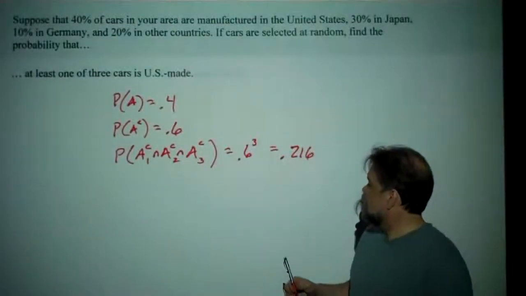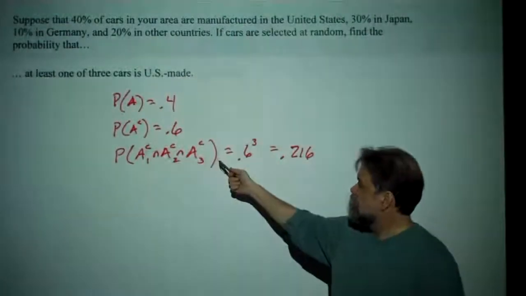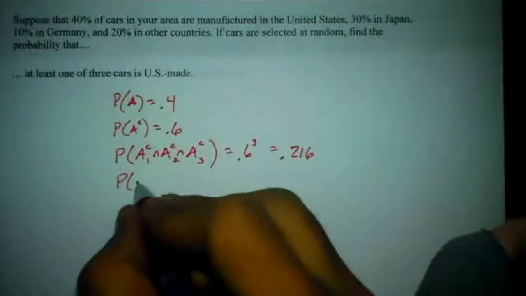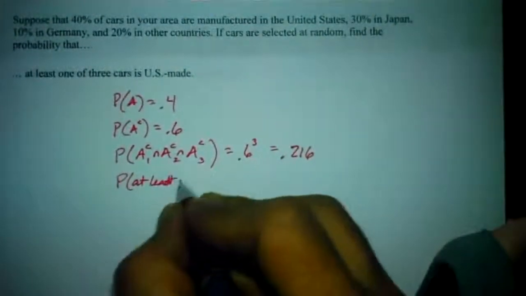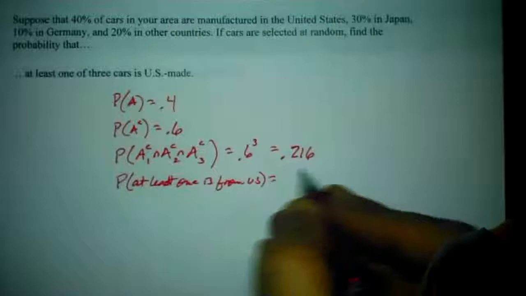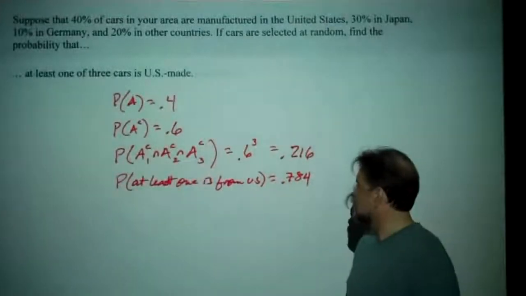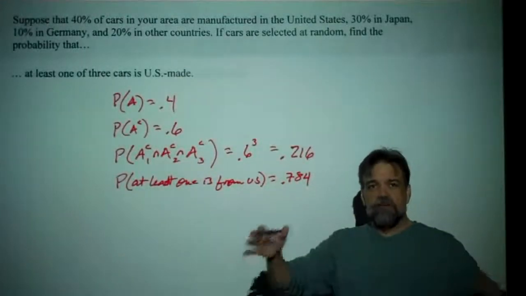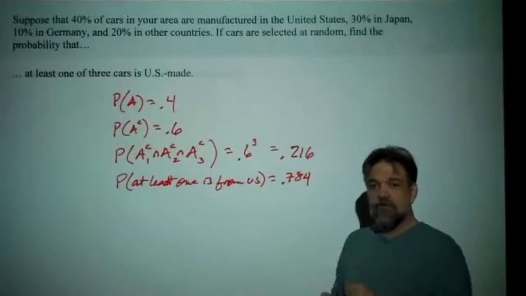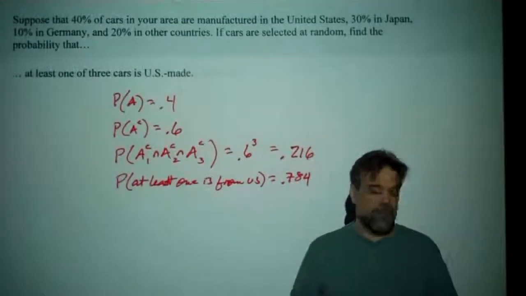All right, and so that means the probability of this not happening, at least one of the cars being made in U.S., so the probability of at least one is 1 minus this, or 0.784. So there we go. All right. As I move around my car lot and I'm looking at little groups of three cars, what's the probability that in this group of three cars that I randomly select, at least one of those cars will be from the U.S.? 78.4%. Okay.